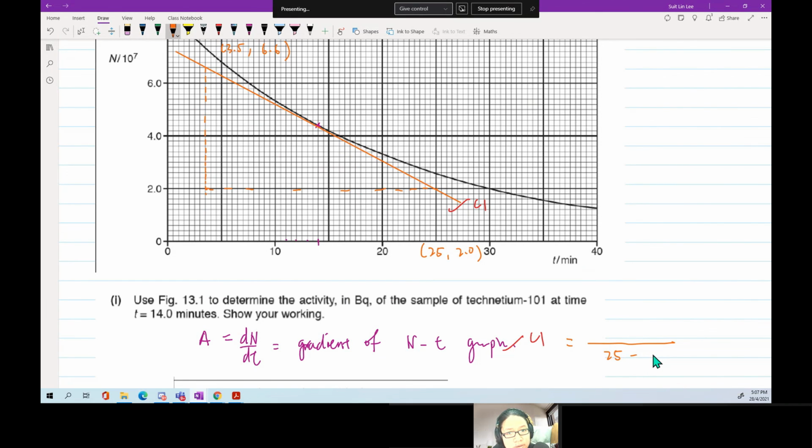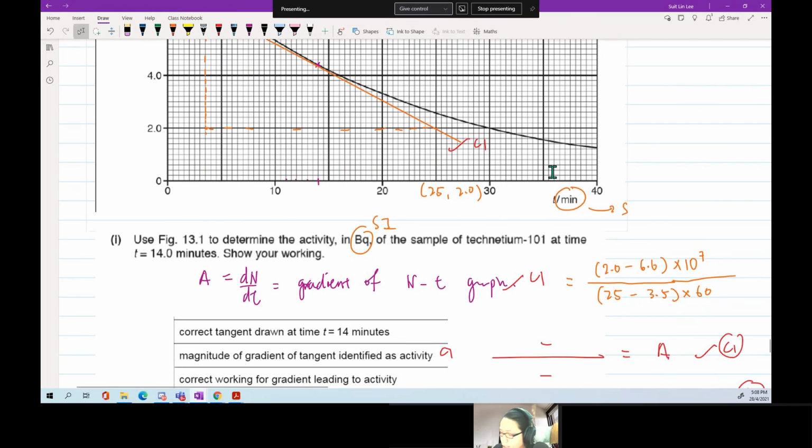25 minus 3.5 minutes. So need to convert because they want becquerel. This is SI. Minute have to convert to second. So this one times 60. Okay, on top here, what do we have? 3.5? No. 6.6. Or rather, 2.0 minus 6.6 times 10 to the power of 7. See, there's a prefix here. It's a negative gradient, so I don't expect anything else.